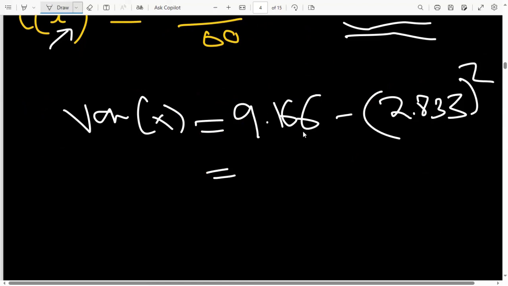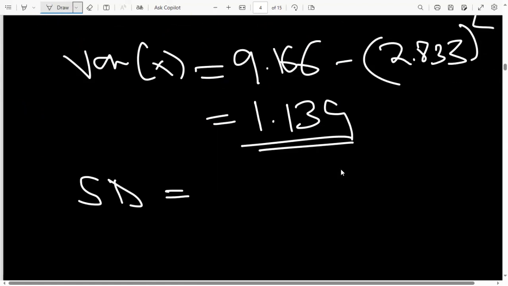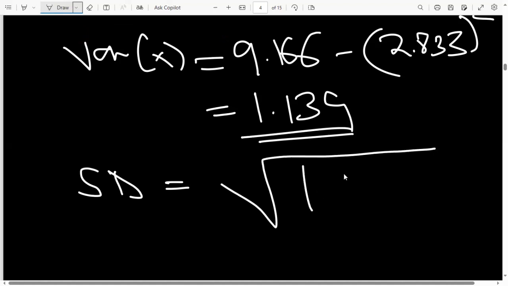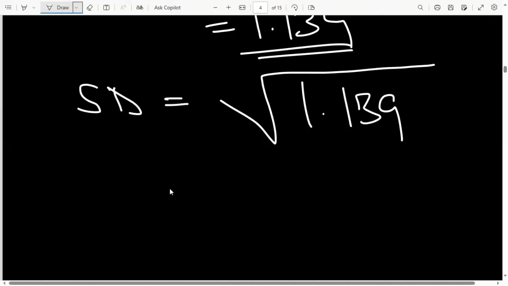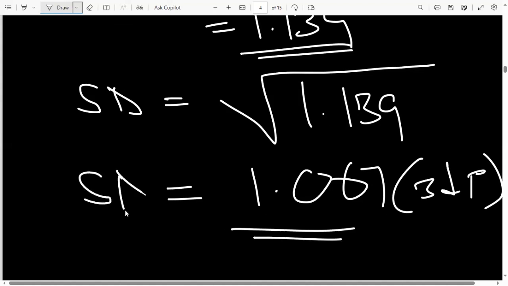So you punch this on your calculator, see what it's going to give you. Okay, so I'm getting my variance as 1.139 approximately. So our standard deviation will just be the square root of this guy here. So you do the square root of 1.139. What are you going to get? Punch this on your calculator. I'm getting 1.067 if I use 3 decimal places. So this one here will be my standard deviation I've found.